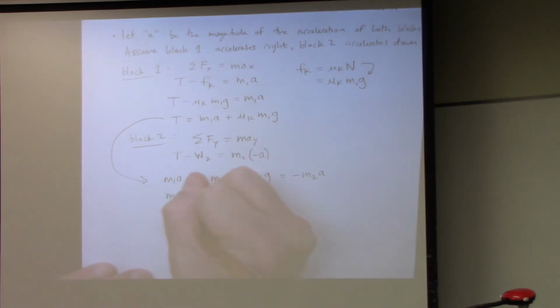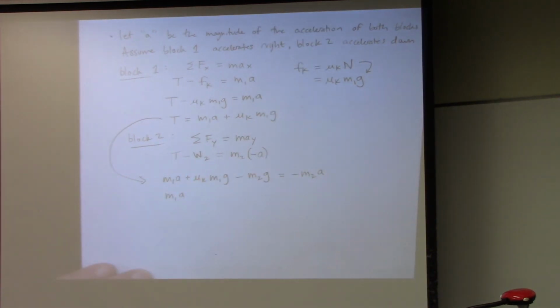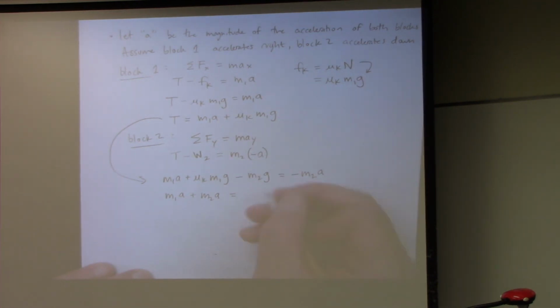So I've already got m1 times a on the left side. If I add m2 times a to both sides, now it's over here on the left. Okay, I'm going to add m2 times g to both sides, which puts it over here on the right. I'm going to subtract mu k m1 times g from both sides, which puts it over here on the right as a negative term.